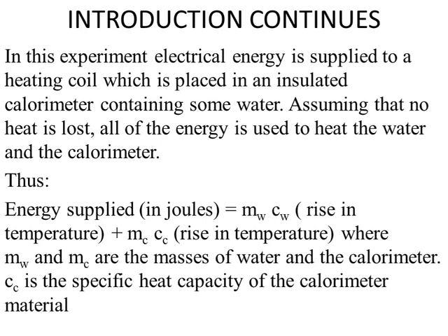Okay, so it now says where MW and MC are the masses of water and the calorimeter. So take note of this subscript. And CC is the specific heat capacity of the calorimeter material. So if you see CW, that is the specific heat capacity of water.